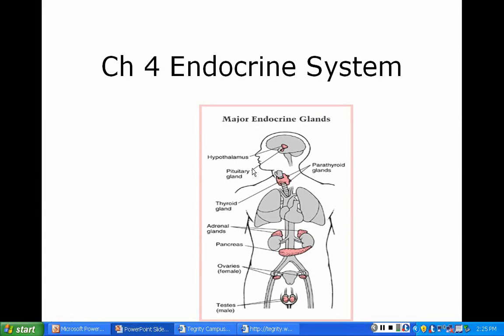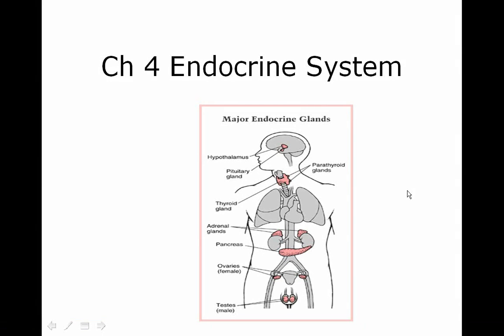This is the lecture for Chapter 4, Diseases and Conditions of the Endocrine System. What you should see on your screen right now is a picture of the major endocrine glands and their location within the body. My hope is that through a terminology class or anatomy class, you have become familiar with these glands and the hormones that they produce.